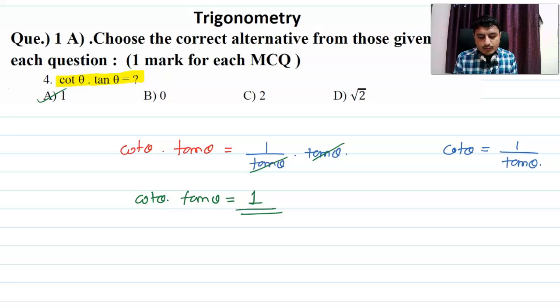Or, as I told, once there is a tan, cosec, sec or cot, you may convert it into the respective sine and cos. So we have here cot theta into tan of theta equals to.